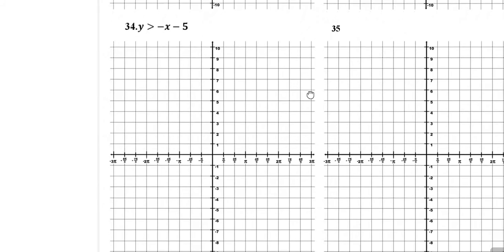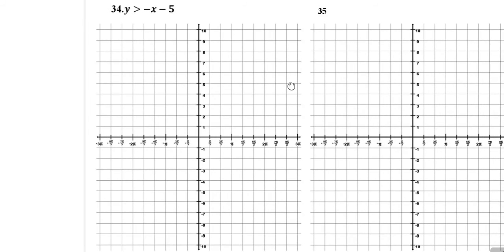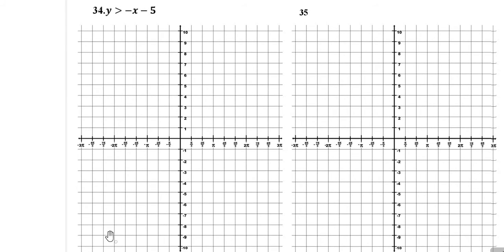So graphing y is greater than negative x minus 5. The first thing you want to do here is you pretend this greater than sign is an equal sign because you're more familiar with graphing using an equal sign. So we're going to go y equals negative x minus 5. Right underneath that, we're going to write y equals mx plus b.